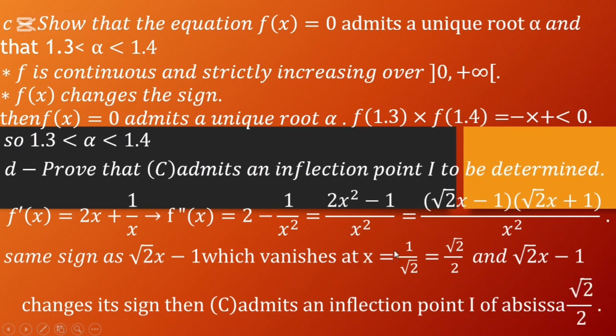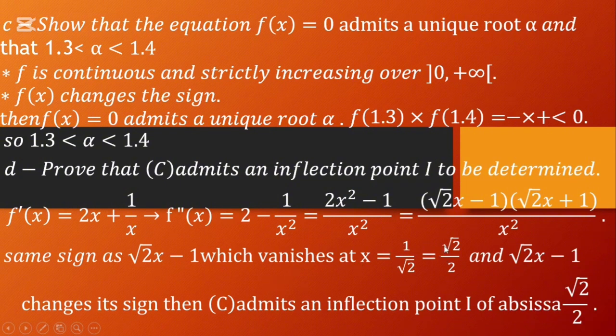Which vanishes at x equals 1 over radical 2, equal radical 2 over 2. And radical 2 x minus 1 changes its sign, because here we have a first degree factor. The table of signs starts by what? With a first degree factor and a minus, the table starts by minus, so we have minus, 0, plus. Then the second derivative changes the sign and vanishes at x equals radical 2 over 2. So the curve C admits an inflection point of abscissa radical 2 over 2.